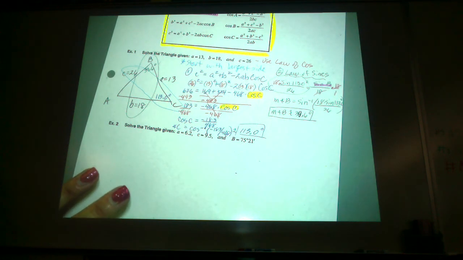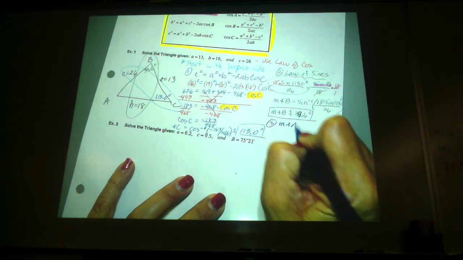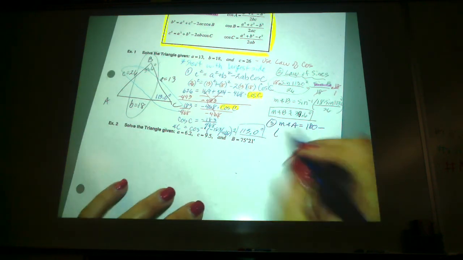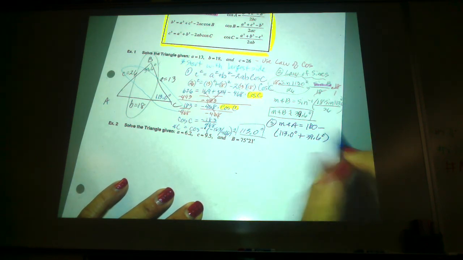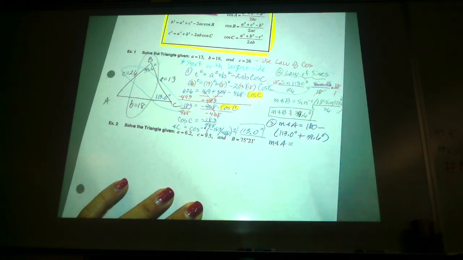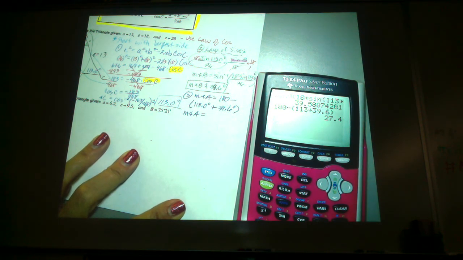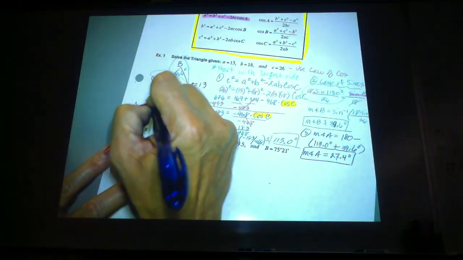What's left? Angle A, right? So what do I do for that? Yep. So measure of angle A is equal to 180 minus the sum of those two, 113.0 degrees plus 39.6 degrees. So the measure of angle A is equal to 27.4 degrees. So I'm going to throw that in here, 27.4 degrees.